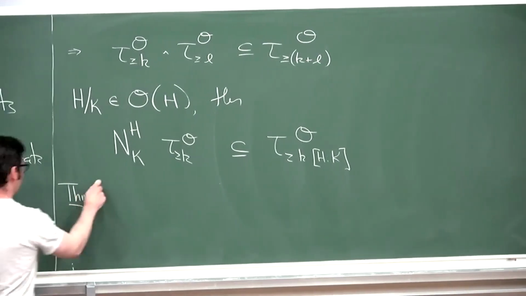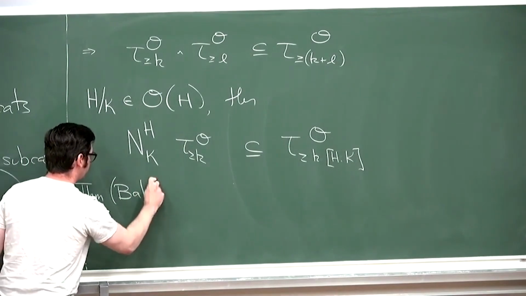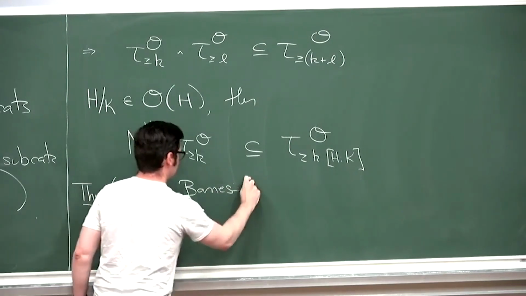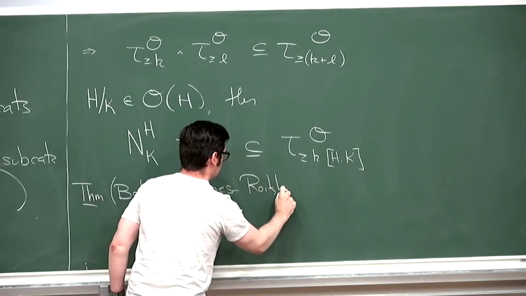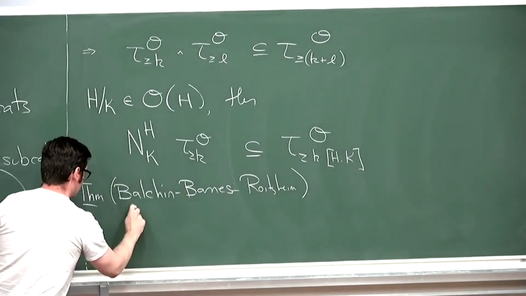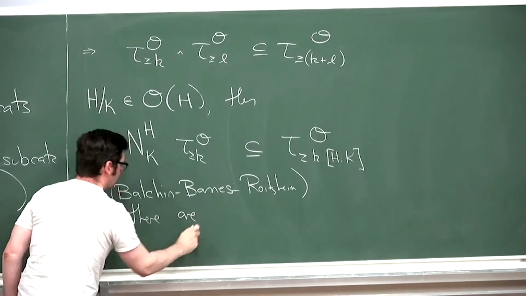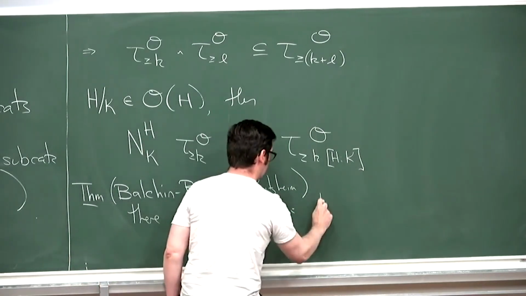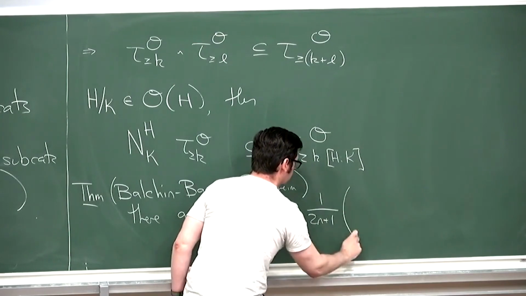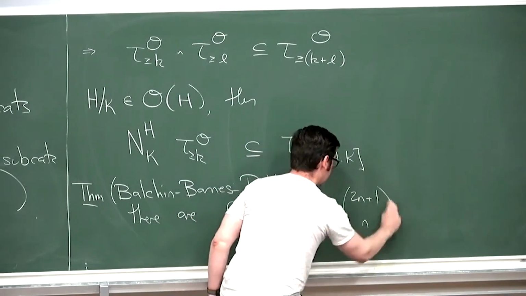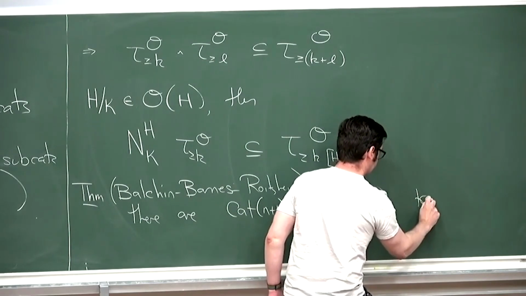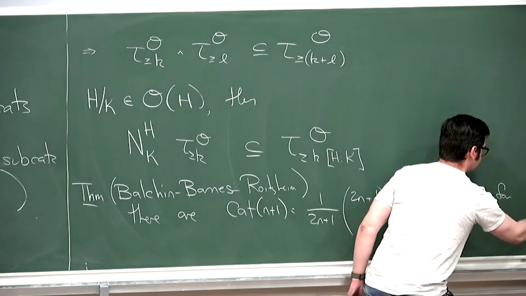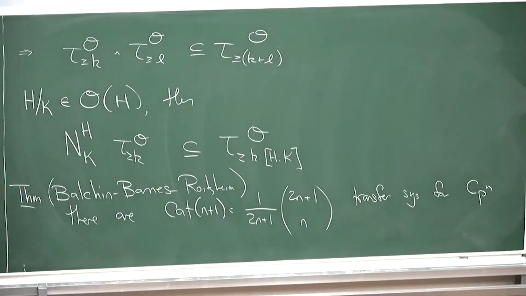Okay, the first is the theorem of Balchin, Barnes, and Roitzheim. And I love this result, so I'm excited to get to state it. And that is, there are Cat_{n+1}, which is something like 1 over (2n+1) times (2n+1 choose n), transfer systems for C_{p^n}. This grows fast.